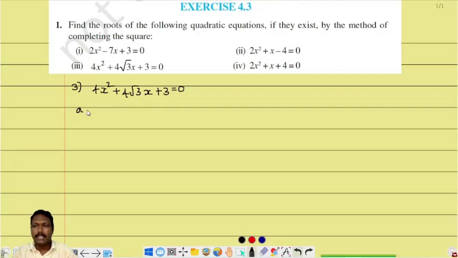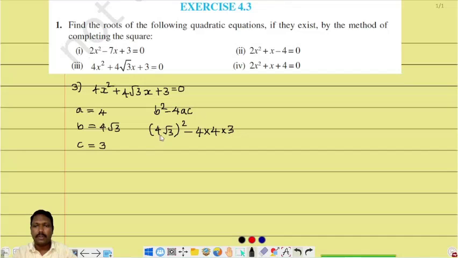So we can write, what is a? A is equal to the coefficient of x squared, which is 4. Then b, the coefficient of x, is 4 root 3, and c is equal to 3. Now we can find b squared minus 4ac. That is 4 root 3 squared minus 4 into, what is a? A is 4, into c is equal to 3.